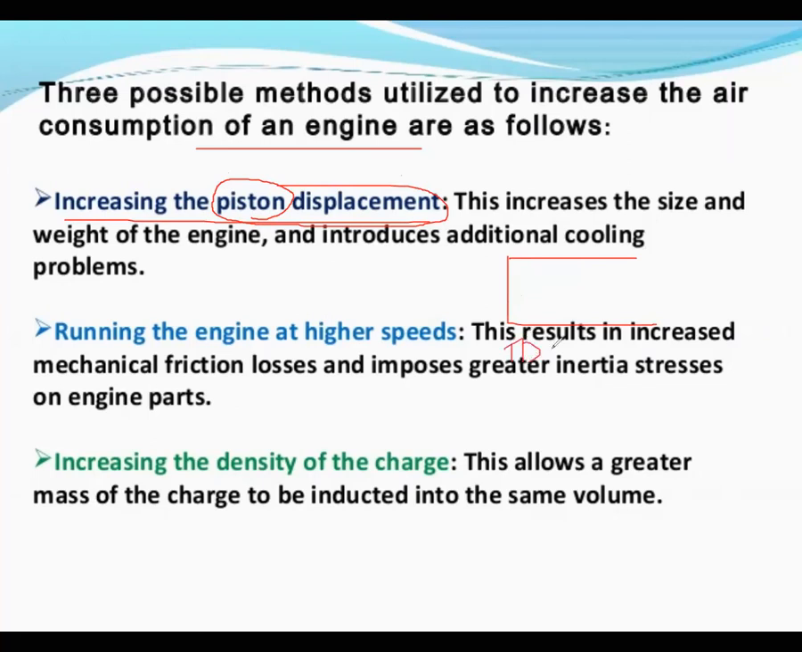This is the TDC and this is the BDC. So this is the piston displacement. This stroke length has to increase, right? The stroke length has to increase so that a large combustion chamber volume is available. Then the fuel burnt will take place in the respective manner, so that the power can be increased. Next, running the engine at a high speed.